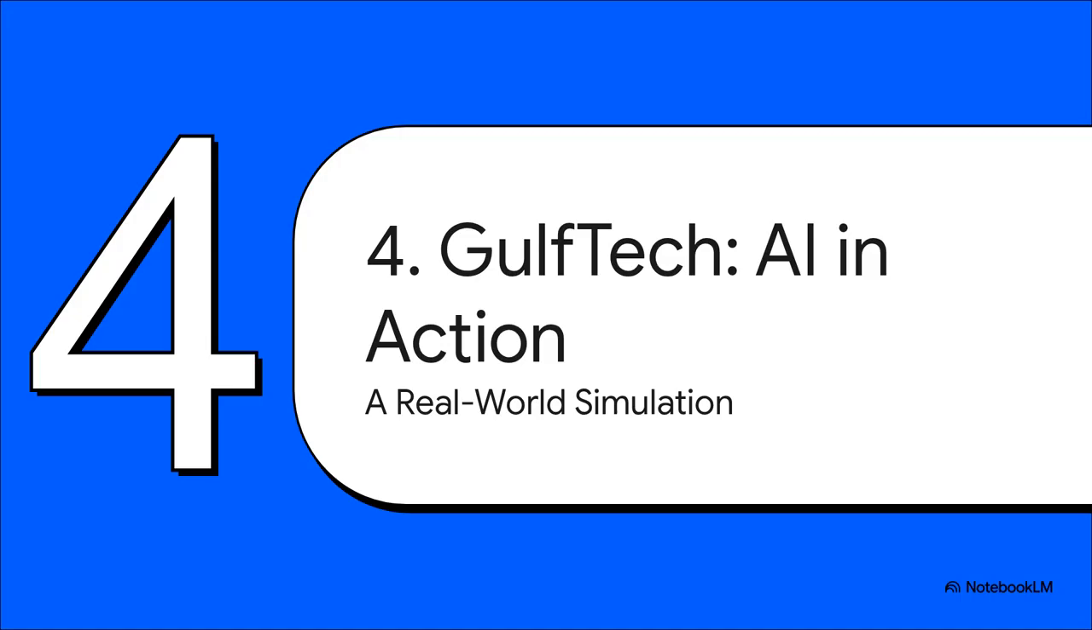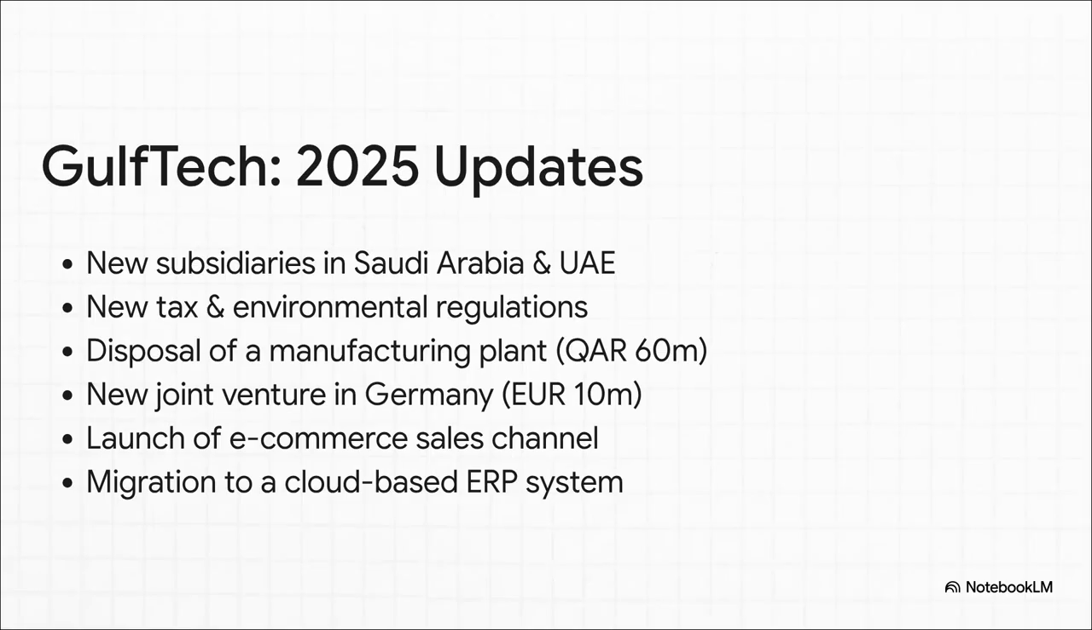Okay, enough theory. Let's see this thing in action. We're going to run through a simulation with a fictional company we're calling Gulf Tech Manufacturing to really see how this plays out. So, step 1 is getting our inputs ready. We basically just pulled together all the big things that have changed for Gulf Tech since the last audit. And wow, there's a lot to unpack here. We've got new subsidiaries, new regulations, a huge asset disposal, a new JV, even a brand new ERP system.